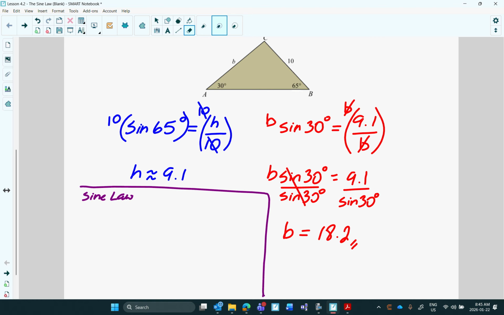So here's how I would set it up. I'm given this side, and I know its angle opposite. So that ratio, written in fraction form, is going to be 10 over sine 30. The other ratio in my question is going to be the side I'm trying to find over the sine of its angle opposite, b over sine 65 degrees. And according to sine law, those are equal to each other.